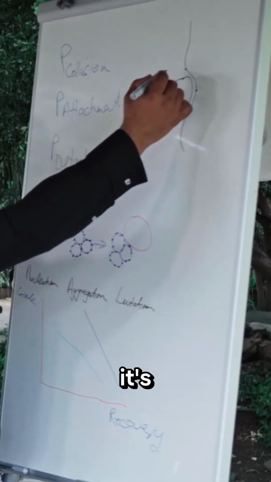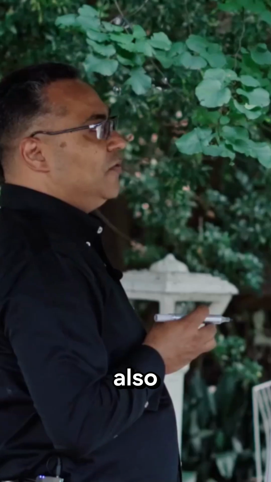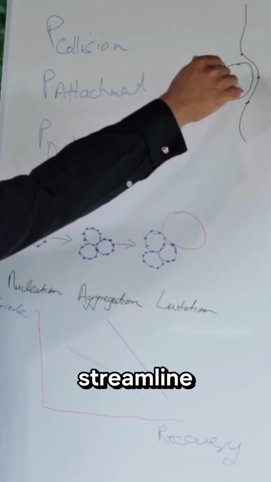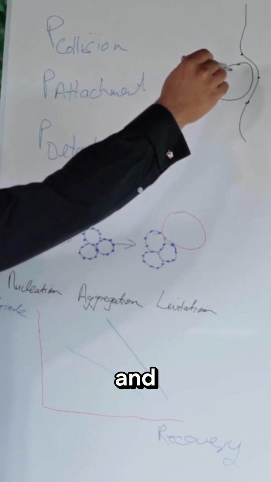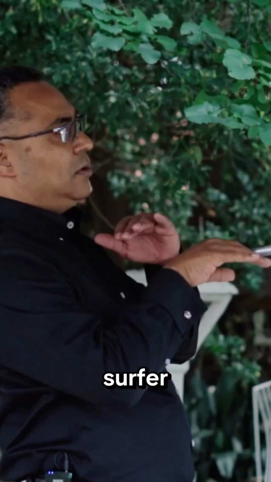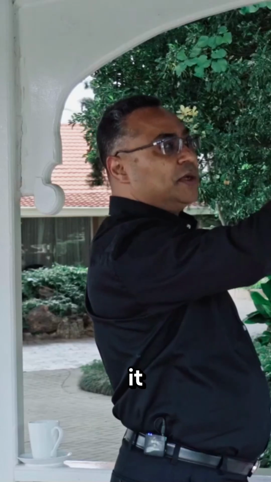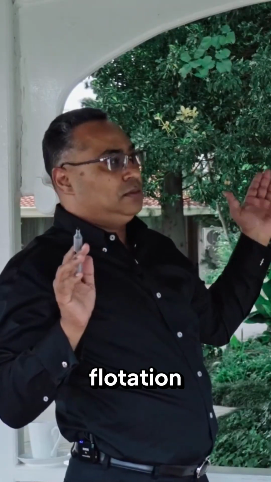So why is it difficult for a fine particle to attach to a bubble? The reason is its low mass. It also has very low inertia, and what it does is it gets stuck in the streamline around the bubble. So there's a rising bubble and a falling particle, and there's a water streamline around the bubble. It's almost like a surfer on a wave, and the fine particle will just surf past that bubble and it won't collide, it won't touch it. So you will not even get any collision happening, and if that doesn't happen, there's no chance that you will get any attachment, and flotation is impossible.